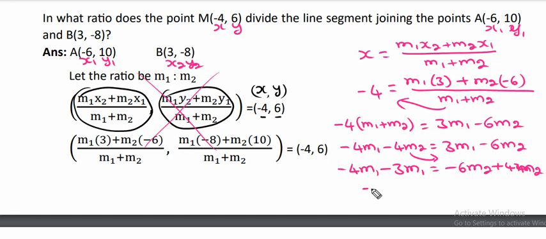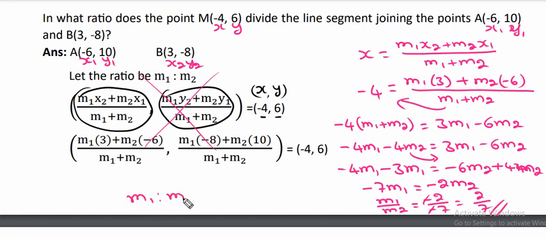Here both signs are minus. We have to add these to get -7m1. That is equal to, here the signs are different, we have to subtract, -2m2. You have to transfer this m2 to the left hand side and -7 to the right hand side. This gives you m1 by m2 is equal to -2 divided by -7. Minus gets cancelled, that gives you 2 by 7. So the ratio m1 is to m2 is equal to 2 is to 7 is the answer.